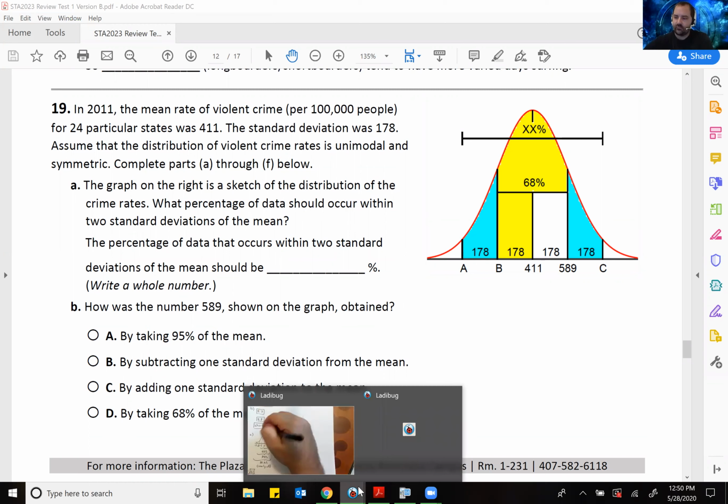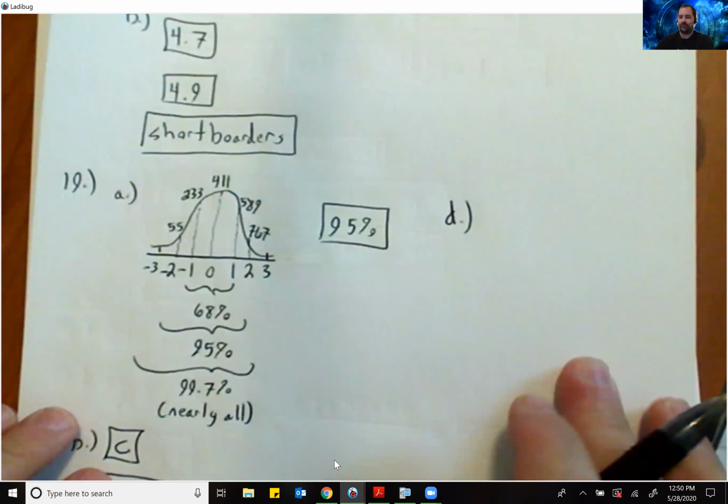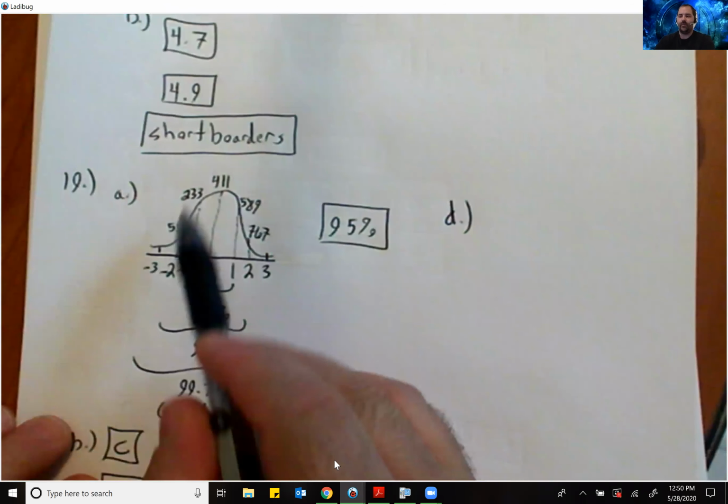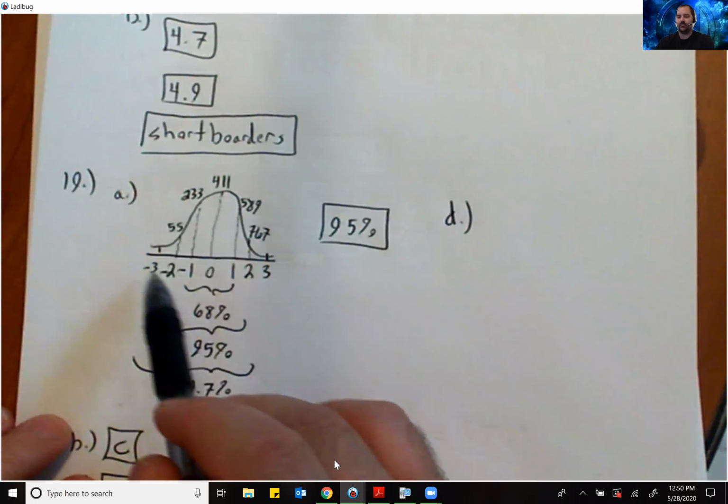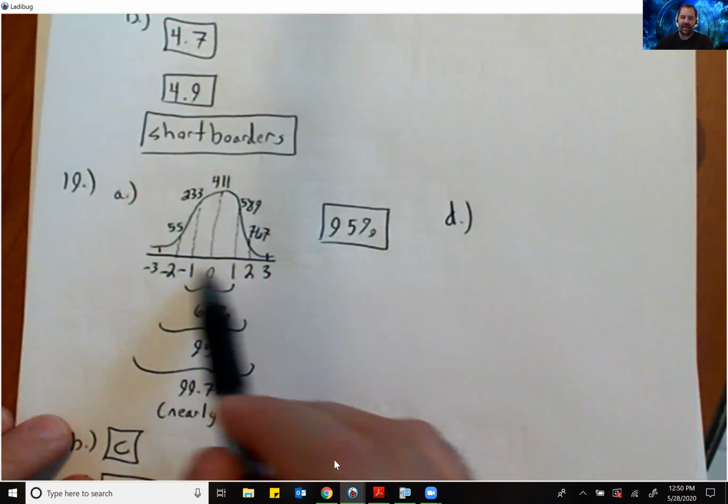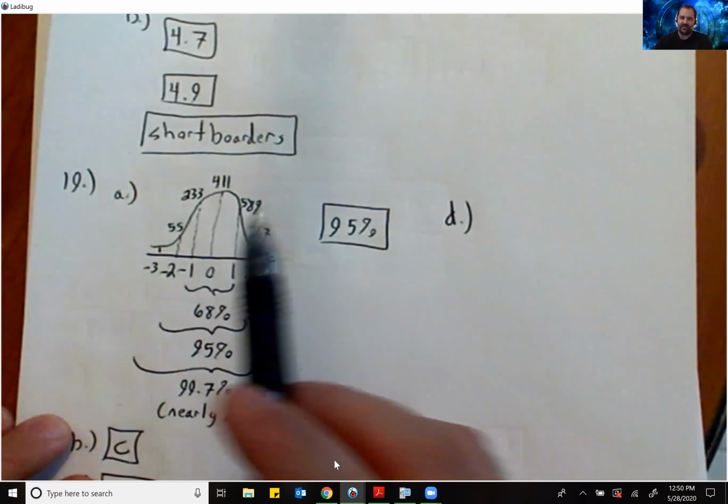Let me write something down real quick. 589, 767, 233, and 55. So how I usually taught it is I put my numbers on top, but what they did is they just went ahead and put all these numbers down here. So you don't actually have to find the top numbers. You've already done that. Does that make sense?